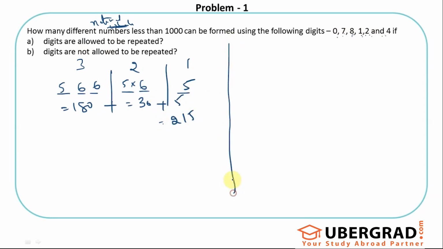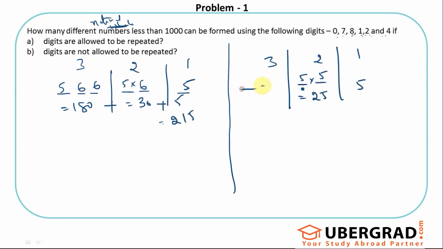If the repetition is not allowed, 3-digit, 2-digit, 1-digit. The 1-digit count will still be 5 because there is no repetition anyway. For 2-digit numbers, 0 is not counted in the first blank, so I will have 5 options. In the next blank, I would have used 1 digit already, and I cannot use the same digit again. Leaving that, I can use any one of the remaining options. So that's 5 into 5 is 25.